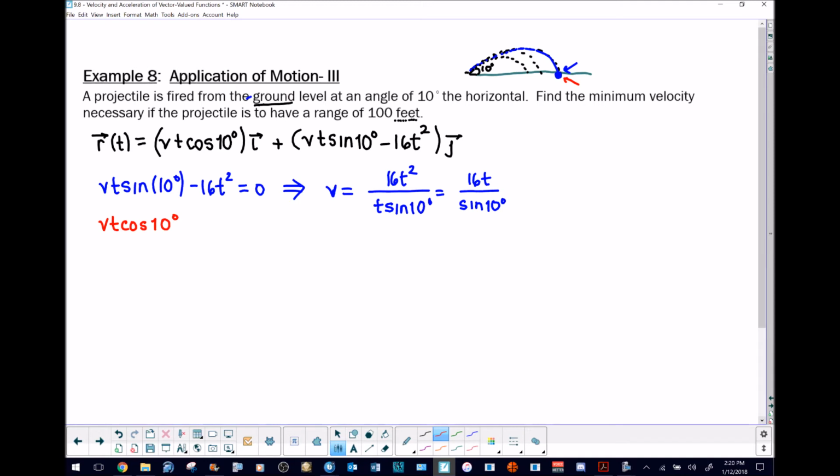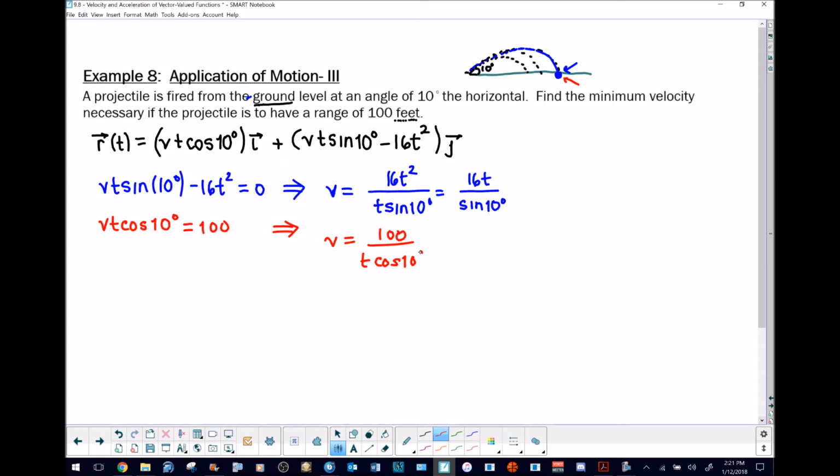Now, this problem really wants us to figure out this velocity that would send this projectile more than 100 feet, at least 100 feet or more away. So to make this a lot easier, let's just set this equal to 100. We don't need to use an inequality. Now, by setting this equal to 100, we can then parlay this into an equation that solves for v. So we would just simply divide 100 by t cosine of 10 degrees.